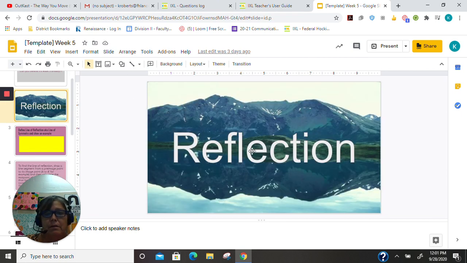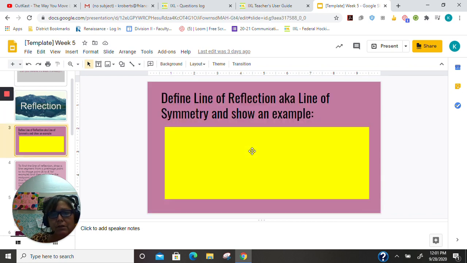Alright, this is about reflection, and reflection, as you know, is one of our transformations. And you have only one vocabulary word this week, just one. Define the line of reflection. It's also sometimes called the line of symmetry. I usually refer to it as line of symmetry myself, but your textbook calls it line of reflection, so that's why I put that.